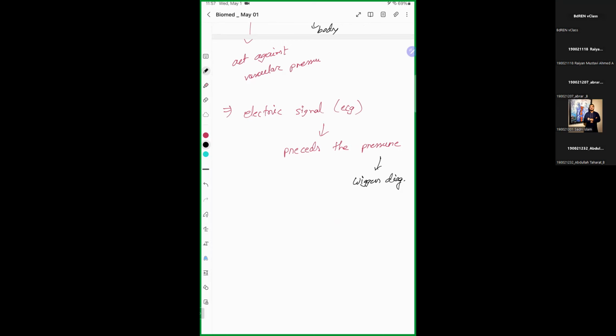I think I also have this one. Let me show you. So if we see the ECG, it looks something like this. Not exactly, but something like this. Okay, so this is like a standard ECG wave. This is the P, this is the Q, this is the R, this is the S, this is the T.